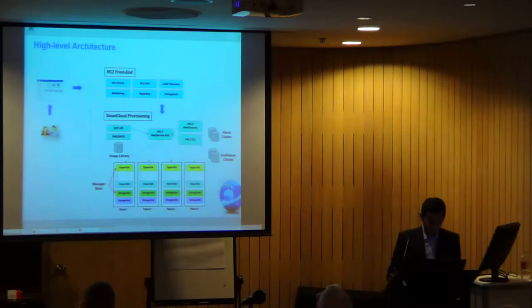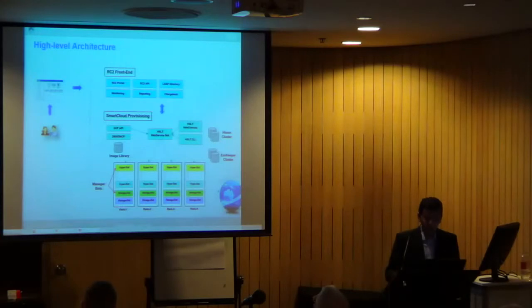I left out a lot of the details, and I think a discussion on architecture would probably take more than 15 minutes. So basically, I just want to show that there's two parts to it. There is a front end, which is the main portal and various other components that go with it, like the monitoring component, reporting, and chargeback. And there's a backend component called Smart Cloud Provisioning.